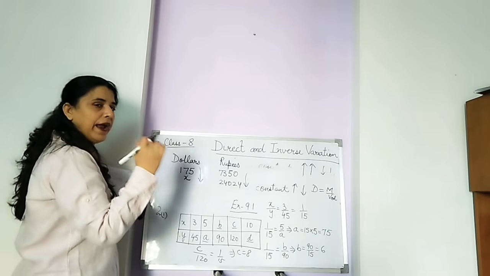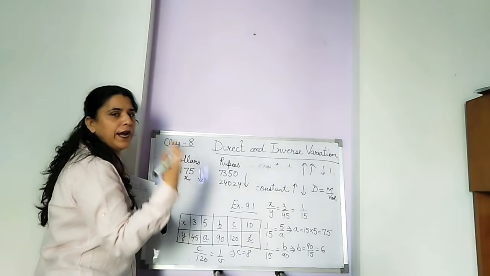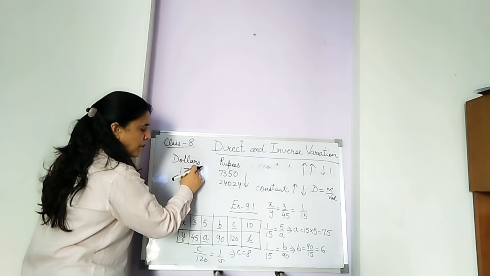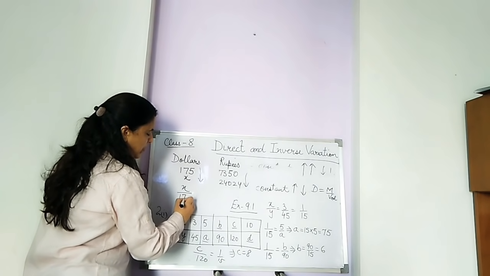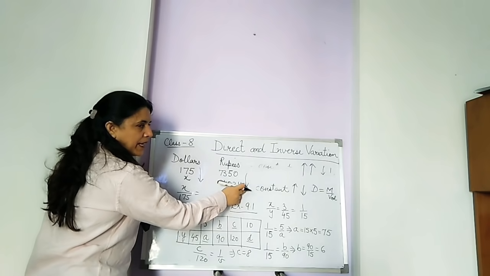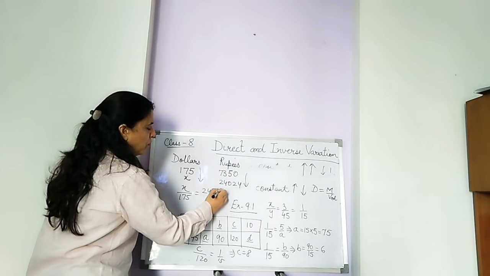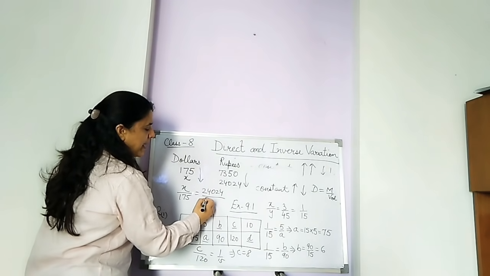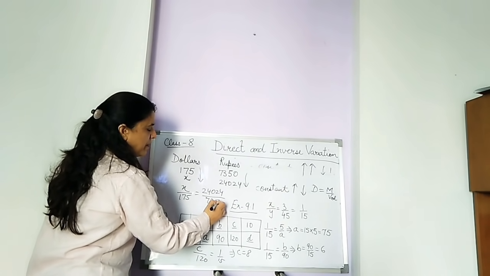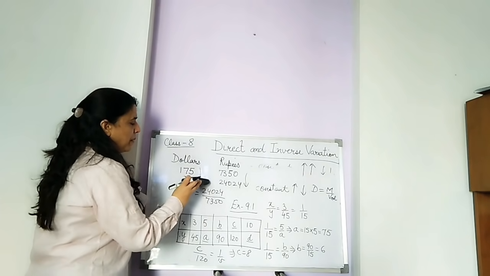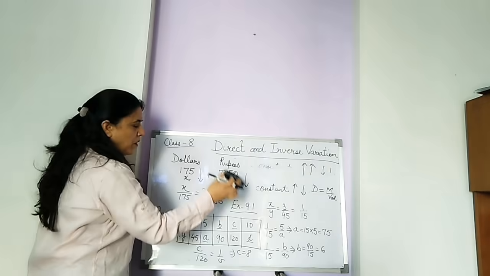Now how to write: head upon tail is equal to head upon tail. Where is the head pointing? X. And where is the tail pointing in this case? 175. Head is pointing here, is equal to, head is towards 24,024 upon, where is the tail? 7,350. Clear? We write it like this. Head upon tail is equal to head upon tail.